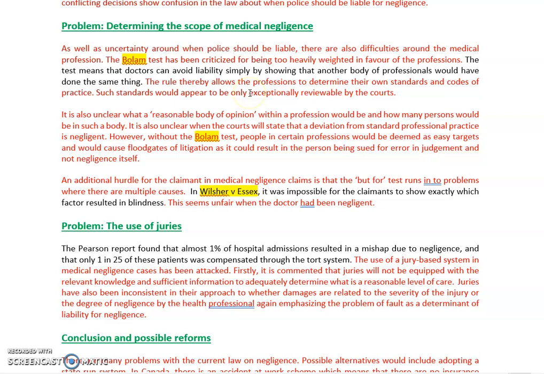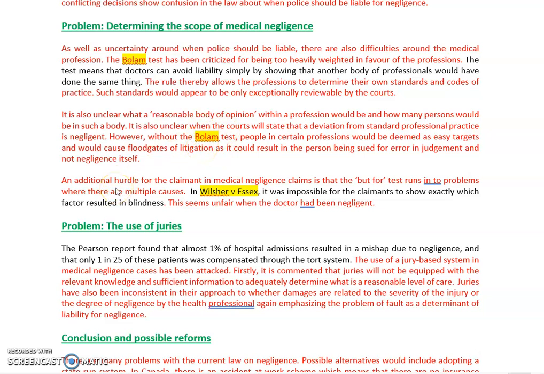And that rule allows the professions, in essence, to determine their own standards and codes of practice. It's also unclear what a reasonable body of opinion within a profession would be, how many persons would be in such a body. But to be fair, without the Bolam test, people in certain professions would be deemed as easy targets. We would arguably cause floodgates of litigation to be opened. So there is some sort of bonus or positive to have in the test, I suppose.